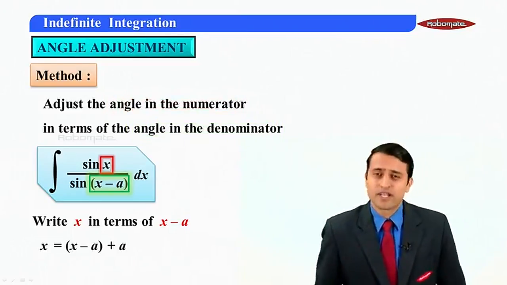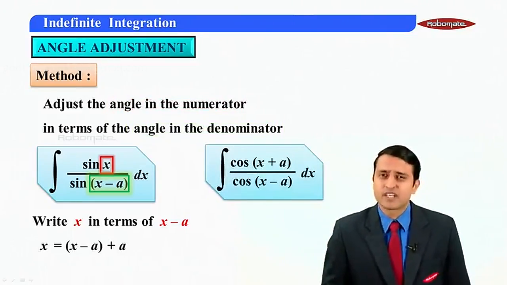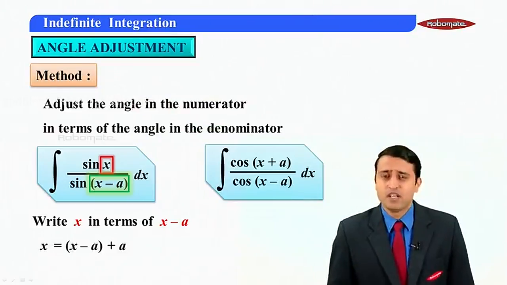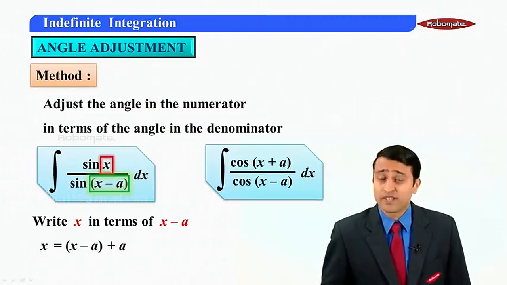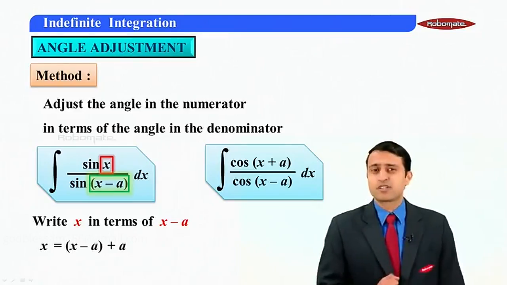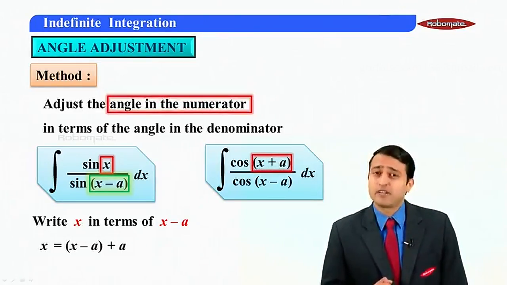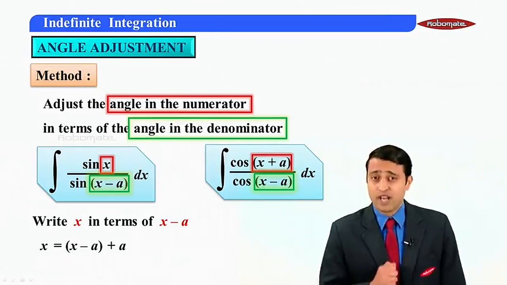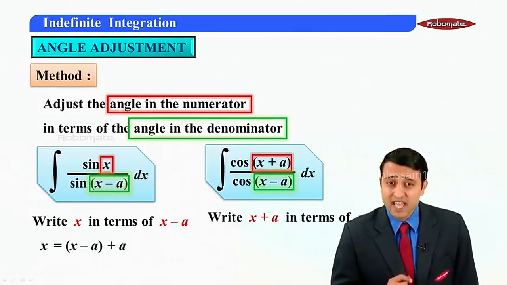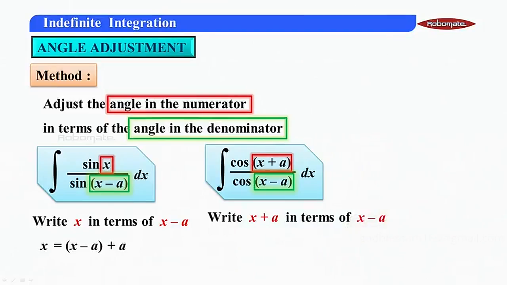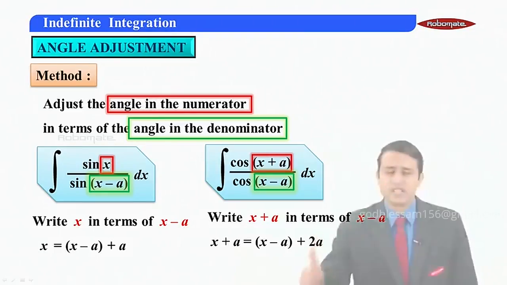Let us look at one more example. We will see how to evaluate this integral afterwards. Cos of x plus a upon cos of x minus a. Now my dear students, the angle in the numerator will be x plus a. Angle in the denominator will be x minus a. So now we have to write x plus a in terms of x minus a. That is x plus a will be equal to, can I write x minus a? Now effectively the sum should be equal to plus a, so I will have to add a 2a. That's a basic calculation. Is that okay?